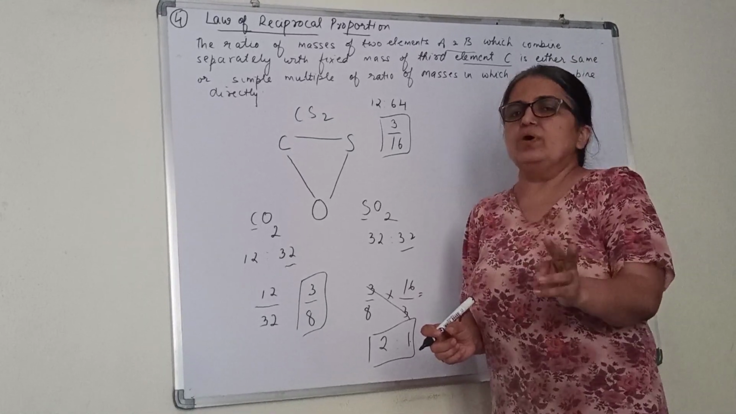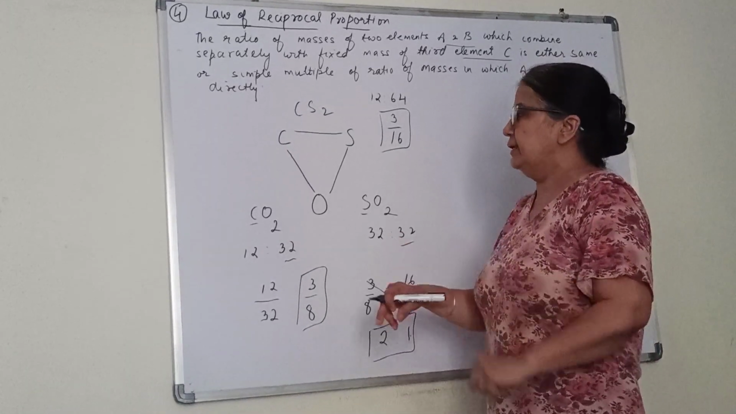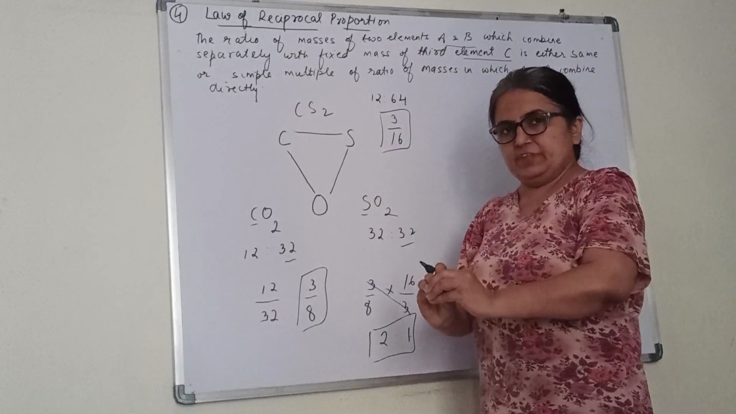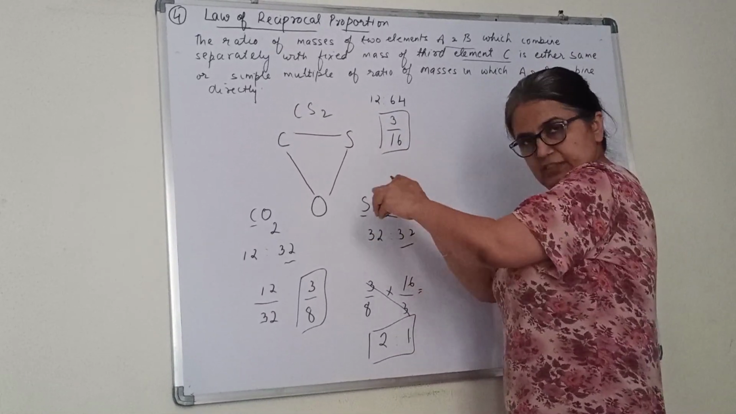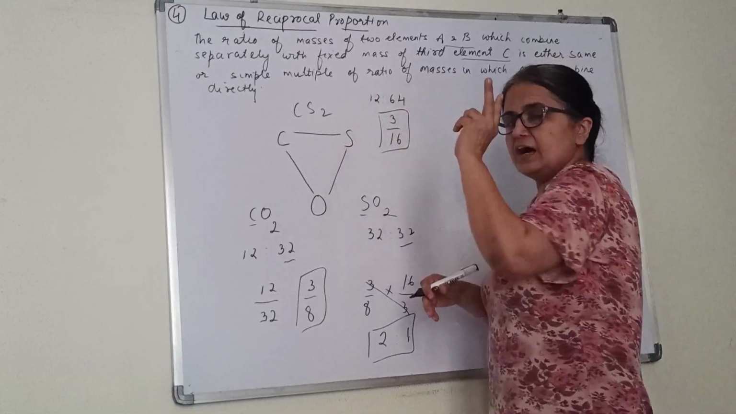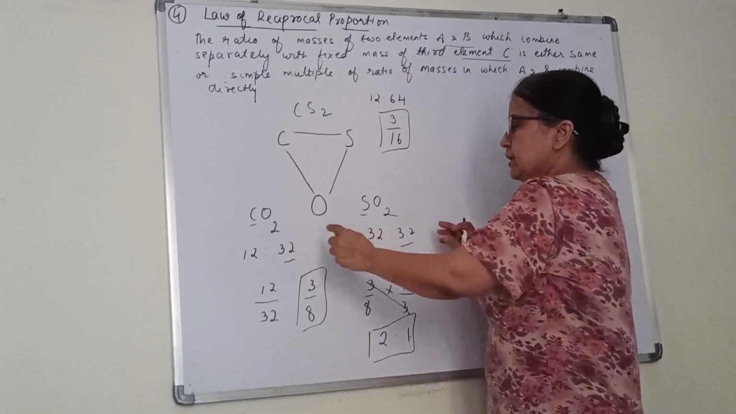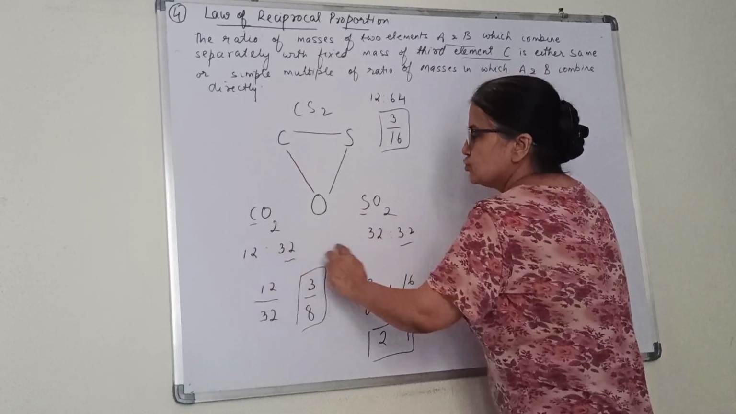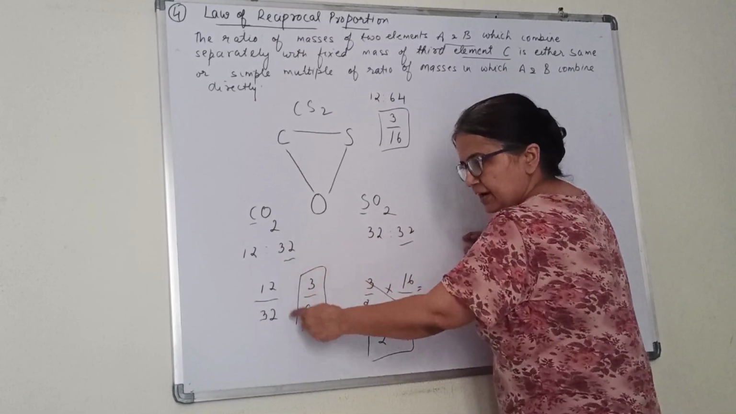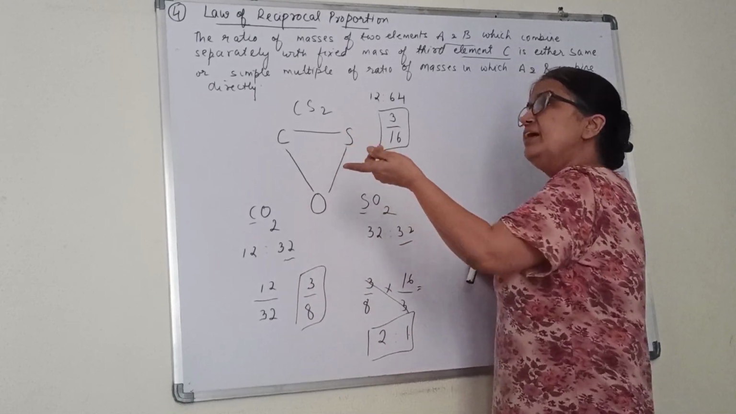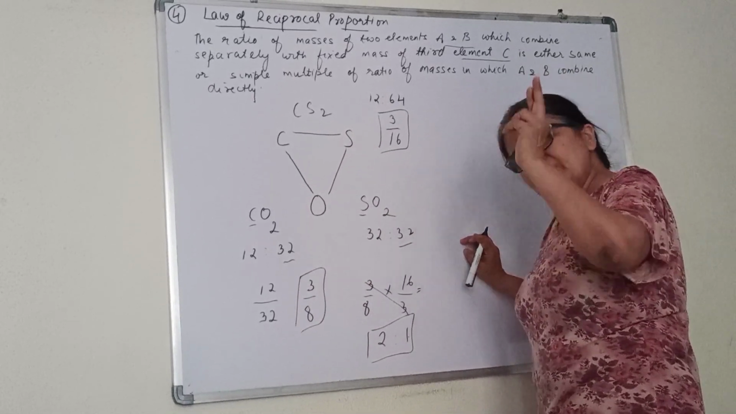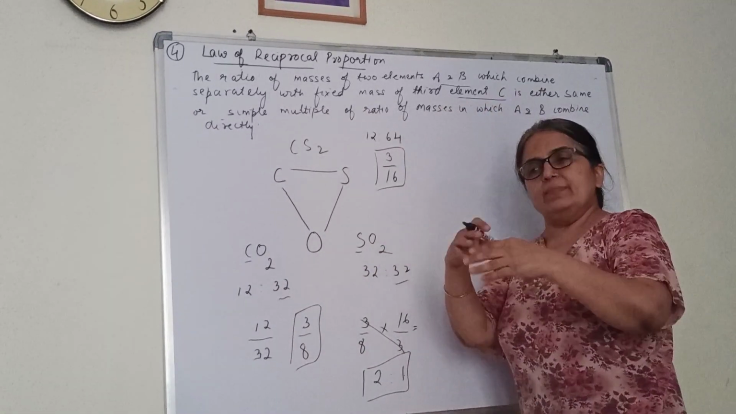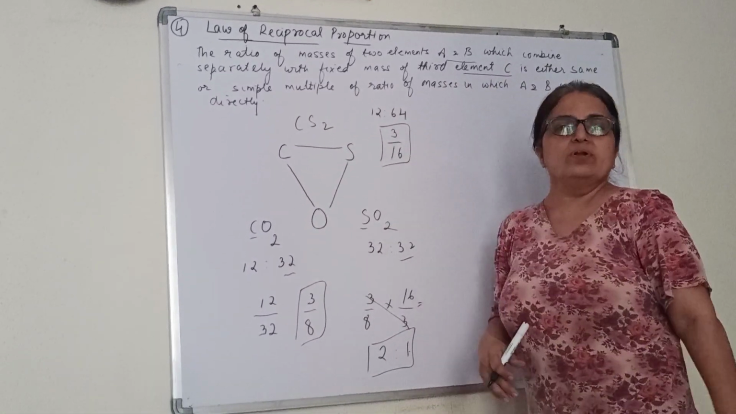Little complicated to understand, but just see again, I am repeating. A and B are two elements which are combining with the fixed mass of the oxygen. In this particular case, A and B are carbon and sulfur, oxygen is fixed. Leave apart this oxygen, you see what is the ratio of carbon and sulfur in them, that we have checked. Now you compare when carbon and sulfur react with each other, what is the ratio? This ratio and that ratio, if you compare, it will bear a simple whole number ratio.